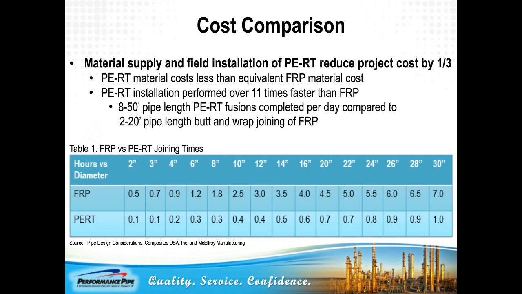The PERT material costs were less than equivalent FRP material cost, and the PERT installation was able to be performed over 11 times faster than FRP because of the heat fusion process. With at least 8 50-foot pipe length PERT fusions completed per day, compared to one joint where 2 20-foot pipe lengths of FRP could be button wrapped, joined, and cured in one day.